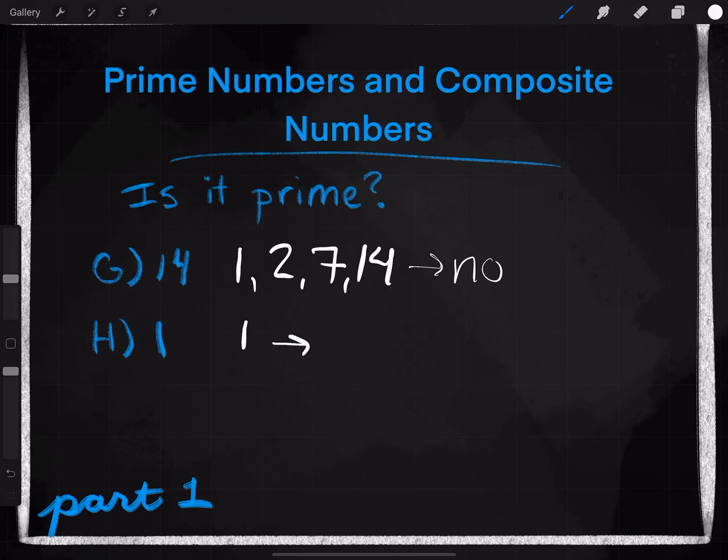So mathematicians had to debate this one. Is it prime? It only has 1 and itself, but 1 is itself. So it's actually not prime. 1 is a really weird one. It's not prime. It's also not composite either.